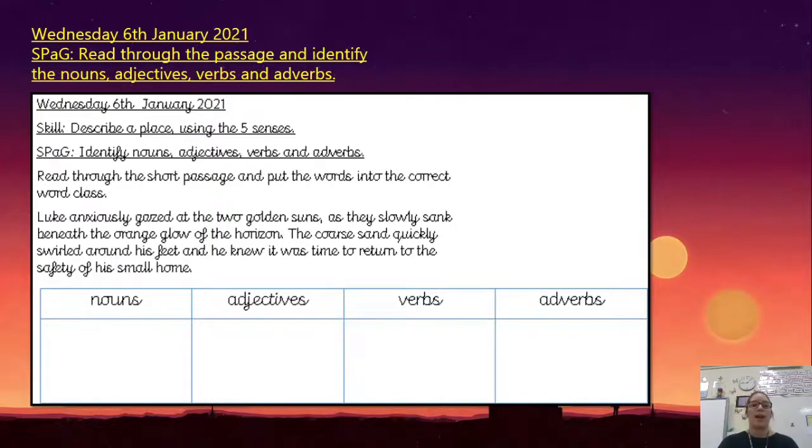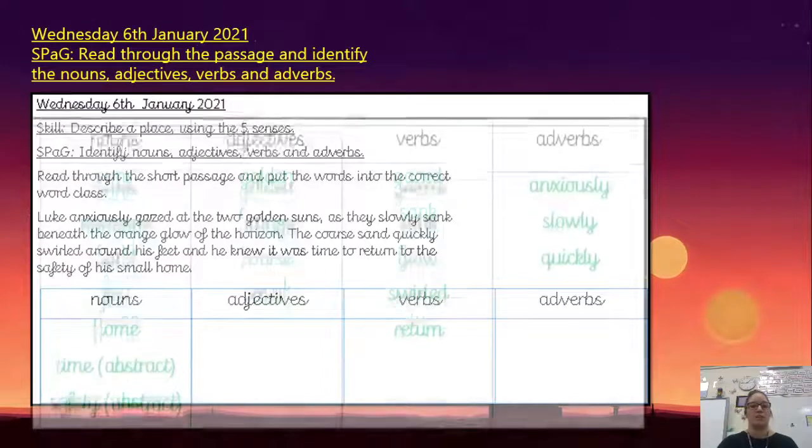Luke anxiously gazed at the two golden suns as they slowly sank beneath the orange glow of the horizon. The coarse sand quickly swirled around his feet, and he knew it was time to return to the safety of his small home. Okay, so when we're looking at these words, Luke, where's Luke going to go? Luke anxiously gazed at the two golden suns.